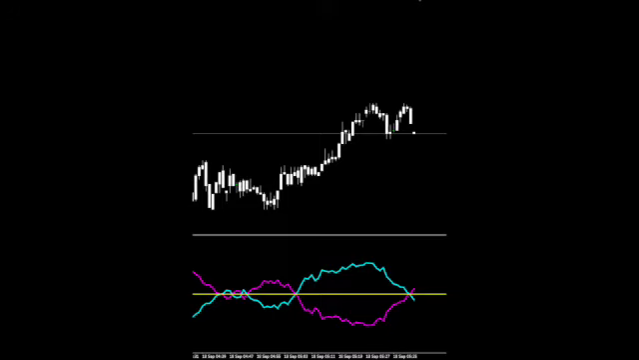Okay, we're going to let this run out for a few more seconds, then switch over to the midline cross version for a few moments so you can see what that looks like.